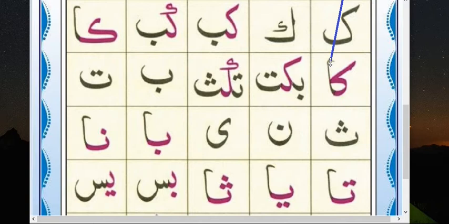Kaf, Alif. Ba, Kaf, Ta. You can see this Kaf looks like Ya, but this Kaf has no dot downside. It means this is Kaf, not Ya. Ta, Kaf, Sa. Ba, Ta.